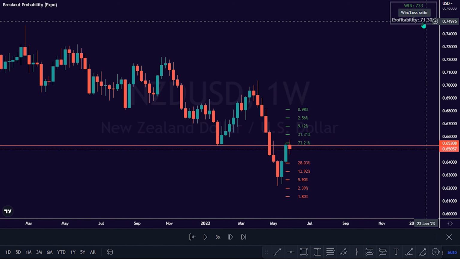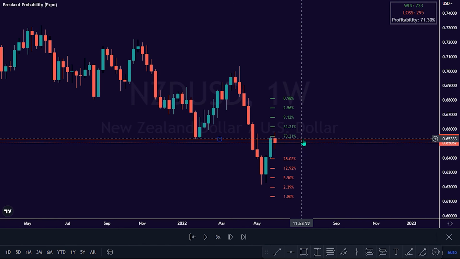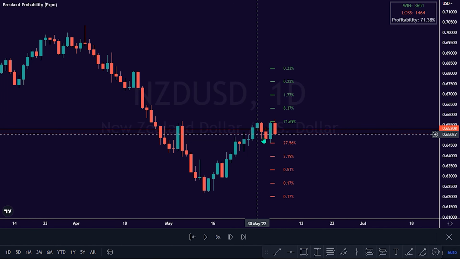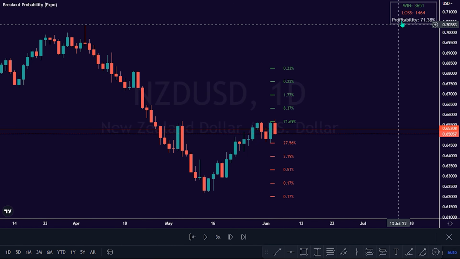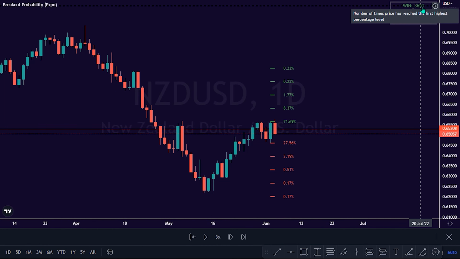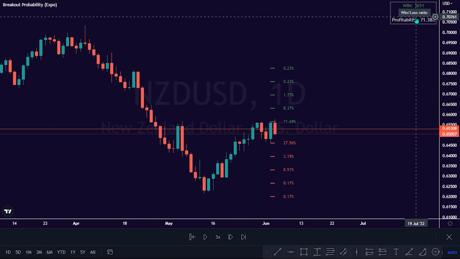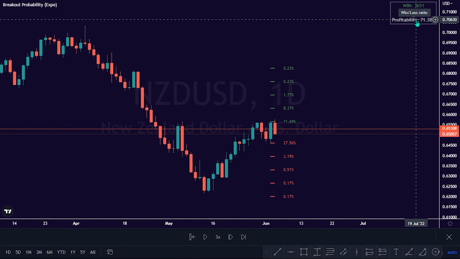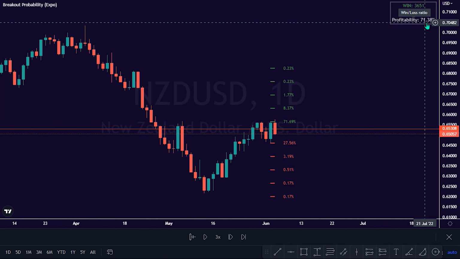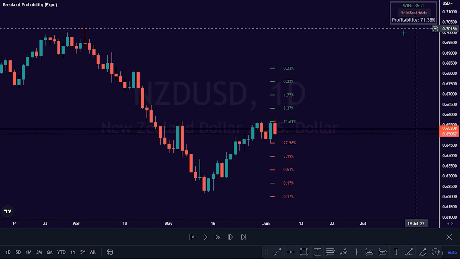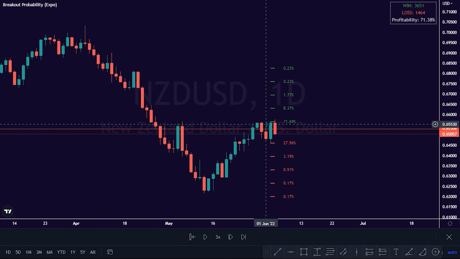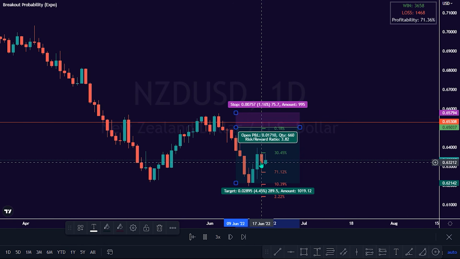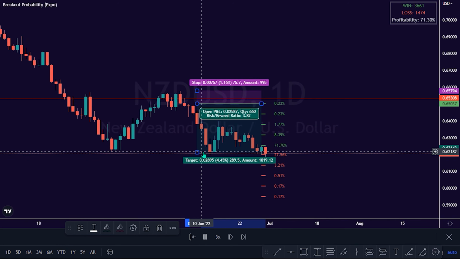71.30%. The next step is to navigate to the daily time frame to relate the profitability ratio to the weekly time frame. On the daily time frame, the win rate is 3,651. The loss rate is 1,464. And the profitability ratio is 71.38%. Traders can proceed to sell this setup. This is how to use the Breakout Probability Expo indicator to detect powerful trade setups in the market.